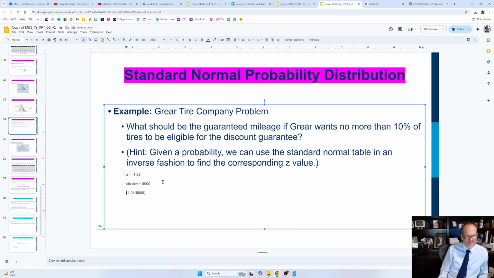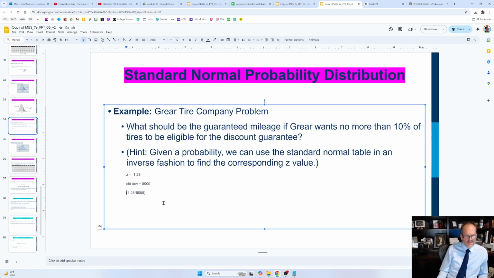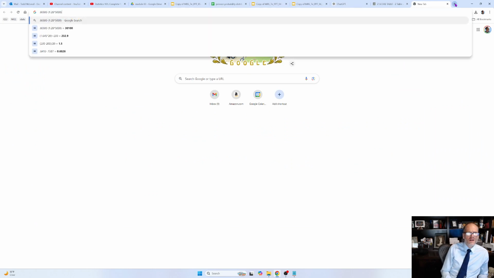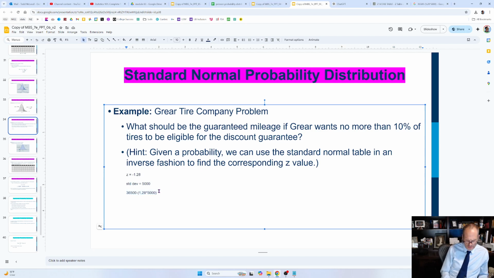And the mean is, what was the mean? The mean is 36,500. So we'll do 36,500 minus 1.28 times 5,000, right? And so that should give us the number of miles where 10% and less of our tires will fall. And so we're going to get 30,100 miles.